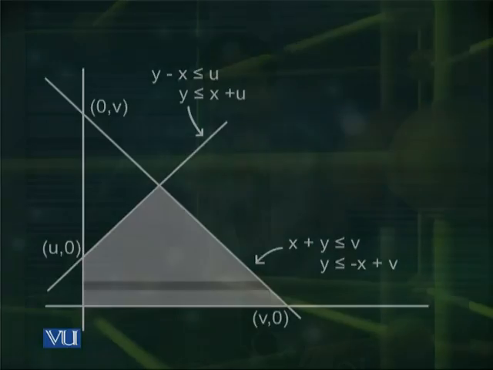So imagine, if u is very negative, there is no common area. If u is from minus v to 0, the common area is a triangle. If u is between 0 and v, the common area is not a triangle, but a triangle on top of a quadrilateral. And as soon as u goes above v, the area remains fixed. It does not increase, so the value of the CDF does not increase.